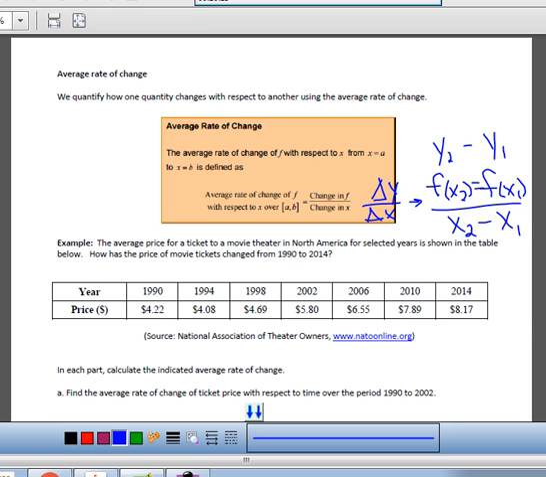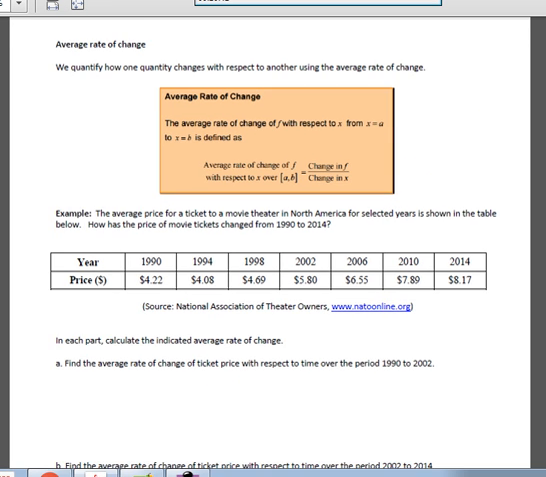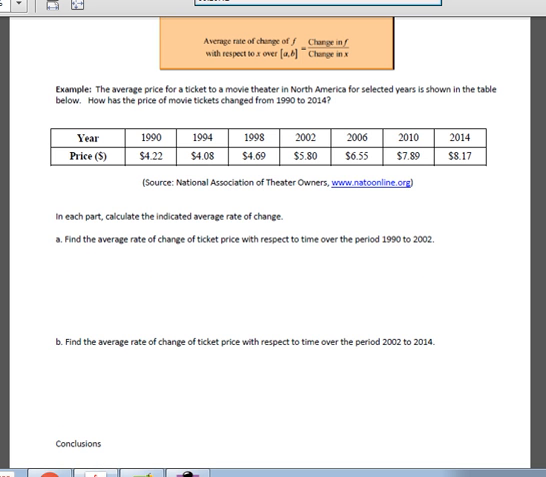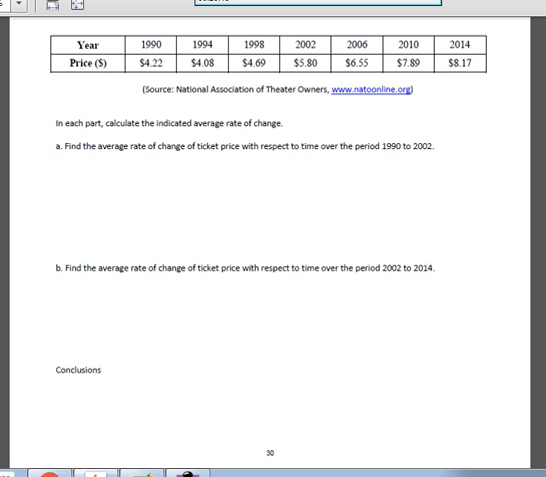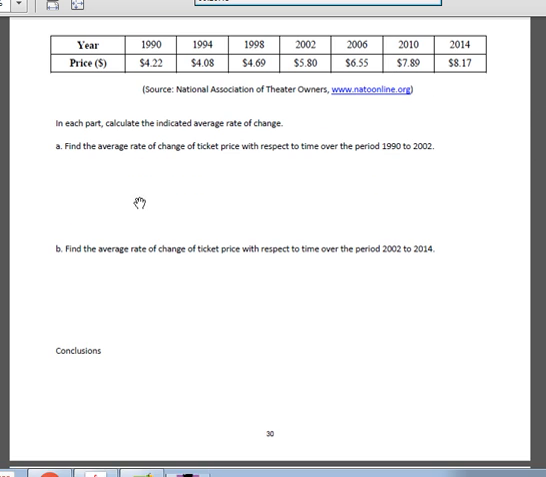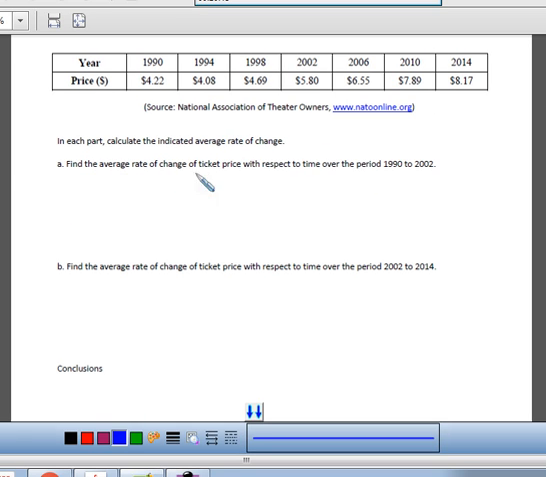So to answer this, we're going to do these examples at the bottom, or parts A and B here, I should say, and then come up with a conclusion. Find the average rate of change for a ticket price with respect to time over the periods 1990 to 2002. So we're not going to be taking all of these. We're just going to focus on this group and this group first.